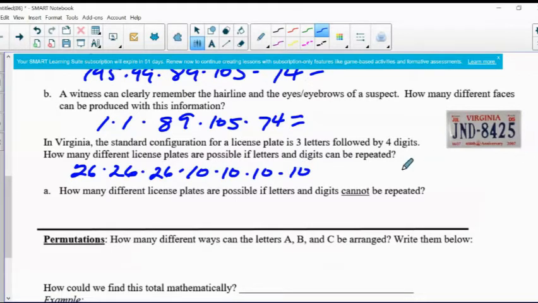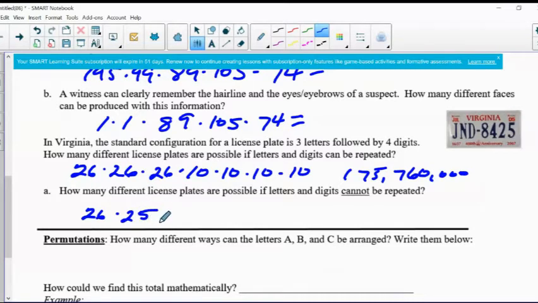And then how many different numbers are there? Well, 0 to 9 is 10 digits, and there are 4 of them, so 10 times 10 times 10 times 10. So how many combinations do I get? 175,760,000. There aren't that many people or cars in the state of Virginia, so we know we're in good shape.